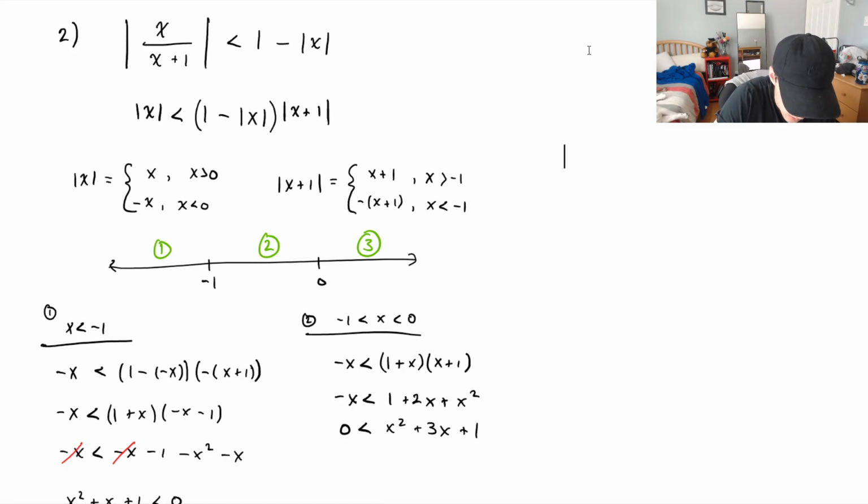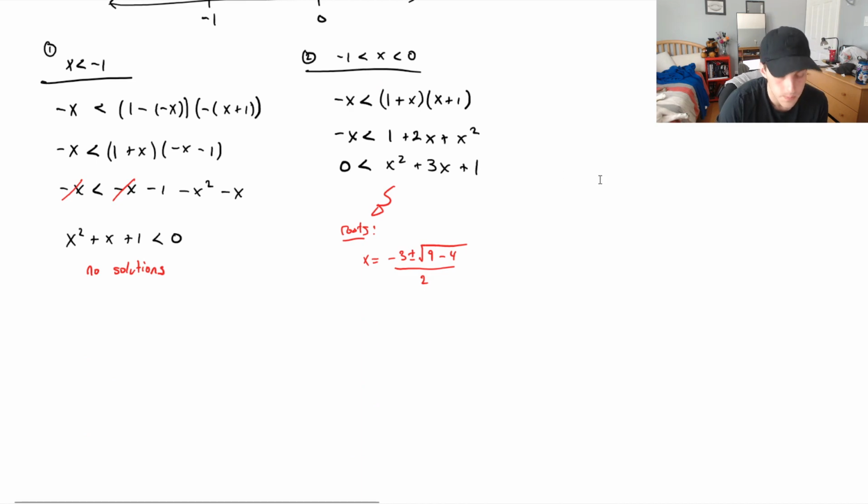So the roots: we've got -b, so -3 plus or minus the square root of b squared, which is 9, minus 4ac, that's going to be 4, all over 2a, which is 2 times 1. So simplifying this now, the roots are at x equals -3 plus or minus square root of 5, over 2.